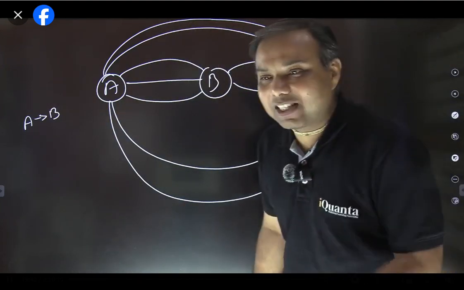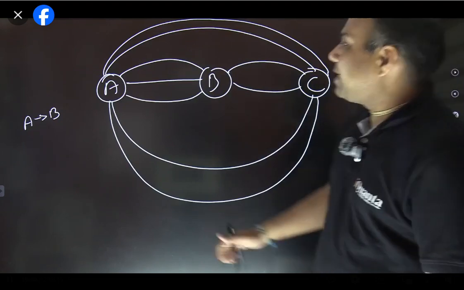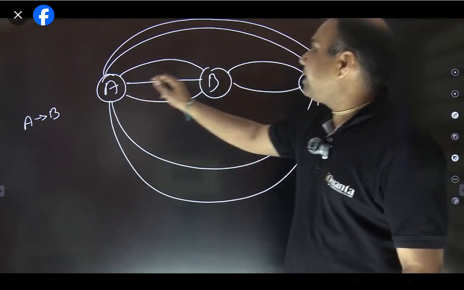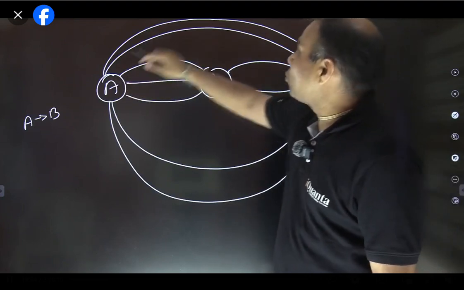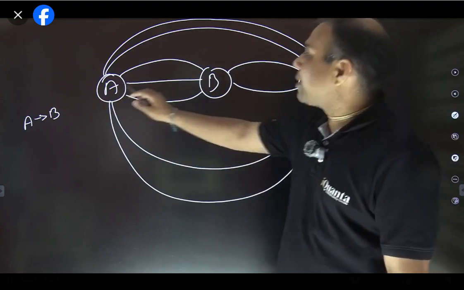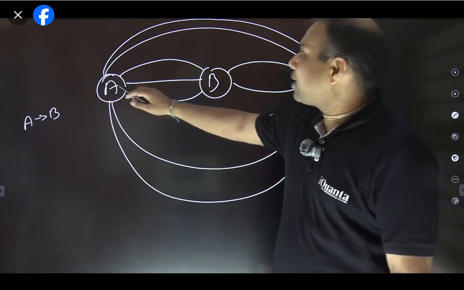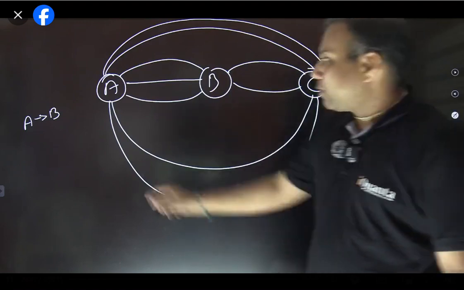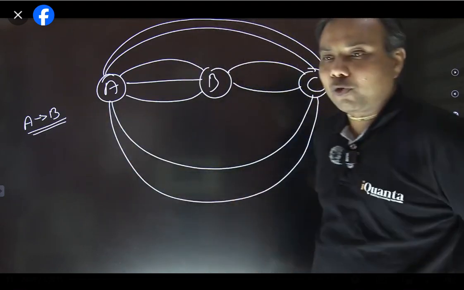We are not to repeat any city. That means by going from A to B, I can directly reach from A to B, or I can go to C first and then to B. Right? So there are 2 cases possible. Either I would be going directly to B, starting from A, or I can go first to C and then to B. So total, how many ways are there to go from A to B?